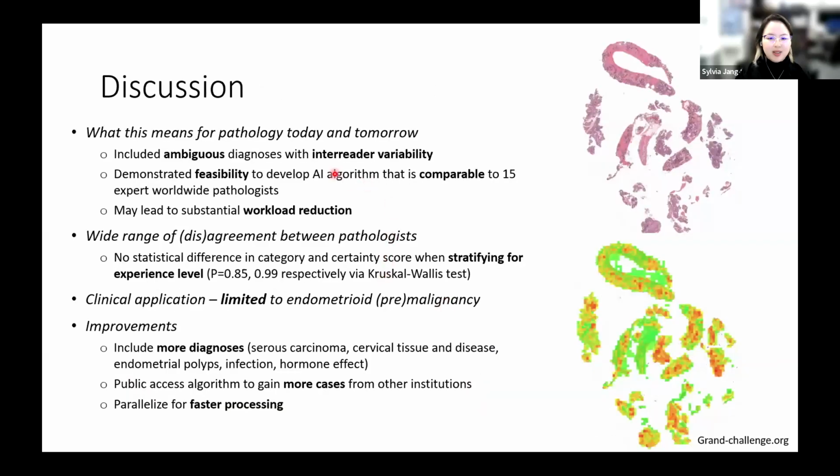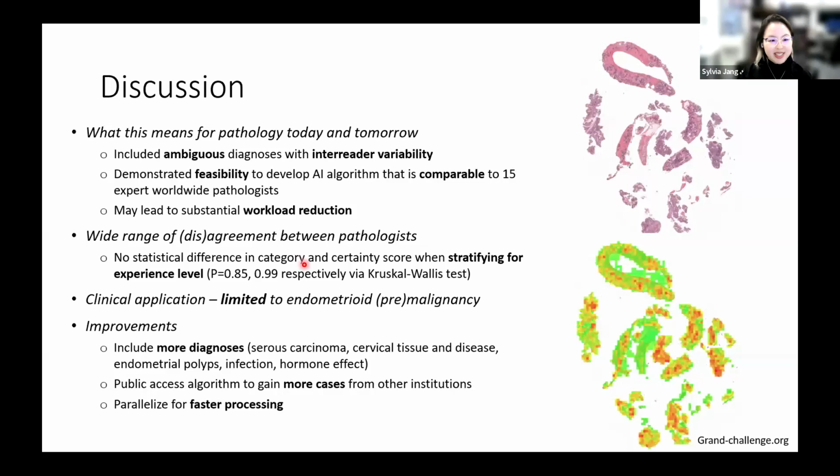So overall, this paper, it was great that they included these ambiguous diagnoses and demonstrated the inter-observer variability for these diagnostic categories, and that the AI is comparable to that. Even with a noisy learning set and test set, the AI can perform similarly to pathologists, and it could potentially reduce workload. This paper also showed that there is disagreement, especially in that diagnostic category of hyperplasia with atypia or not atypia.